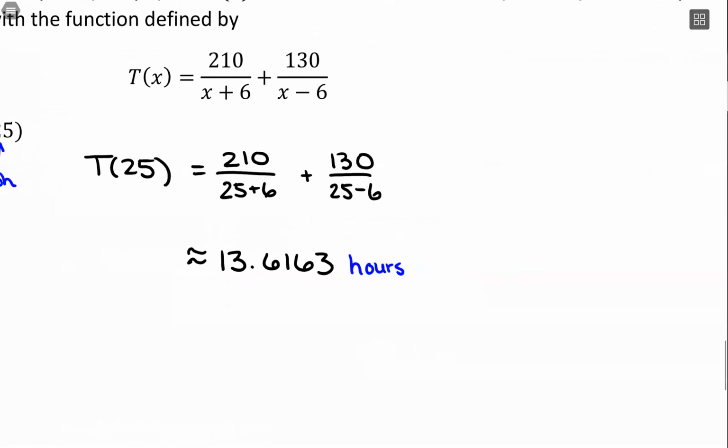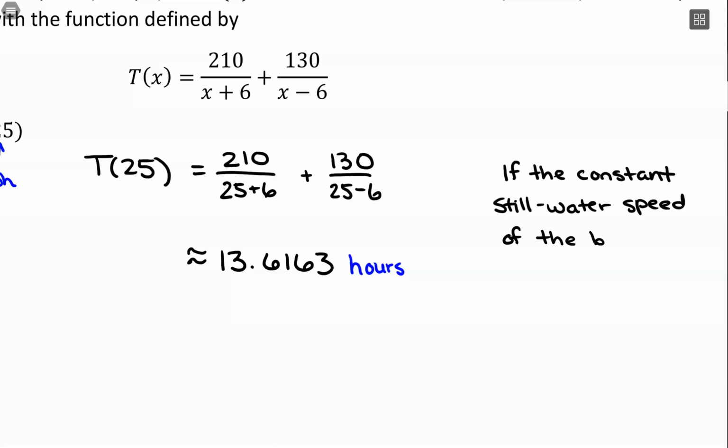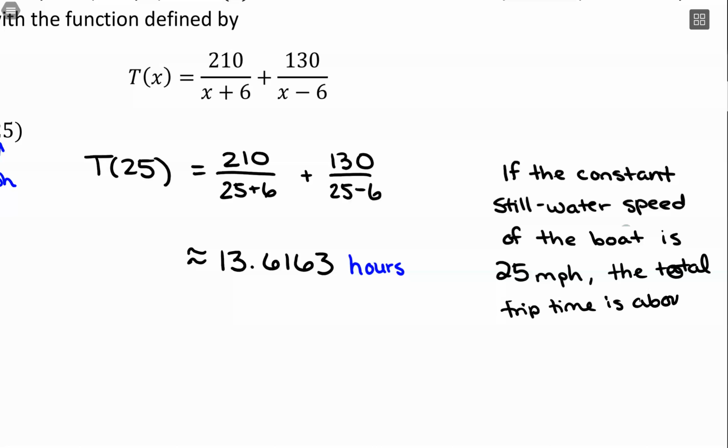So what we're saying is if the constant still water speed of the boat is 25 miles per hour, the total trip time is about, let's say, 13.6 hours.